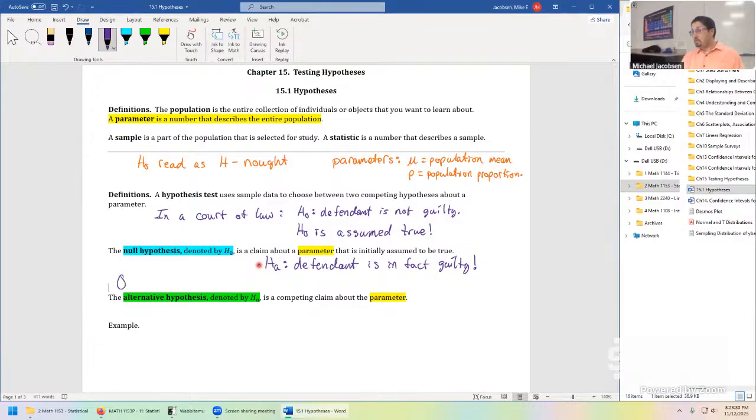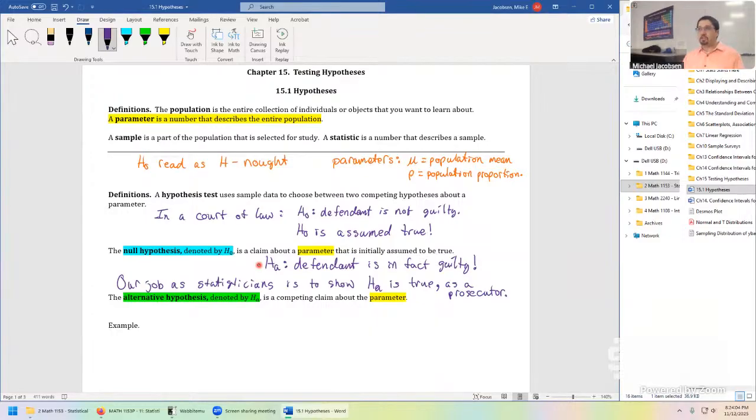And our job, let's write down this comment, as statisticians, you know, that's a hard word to spell, statisticians, is to show HA is true as a prosecutor.